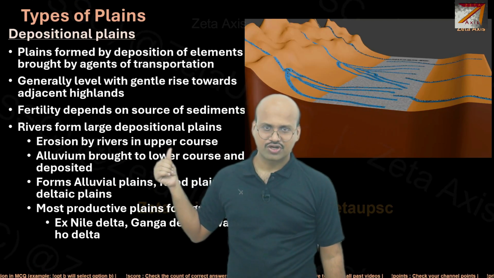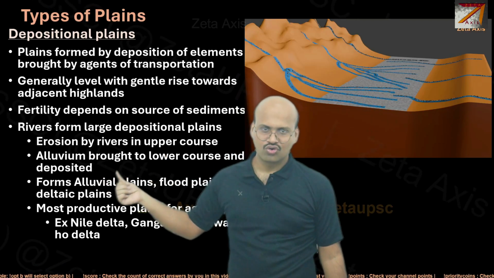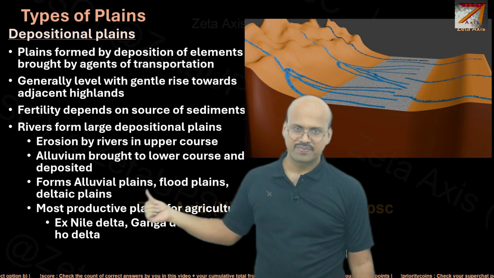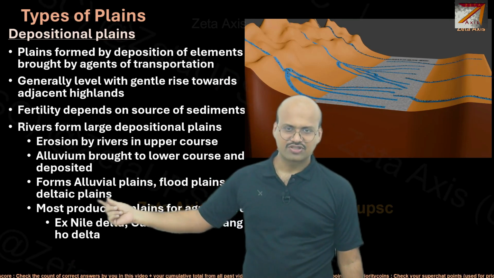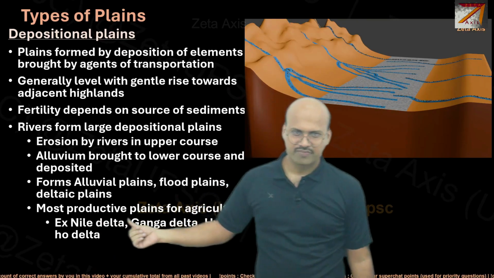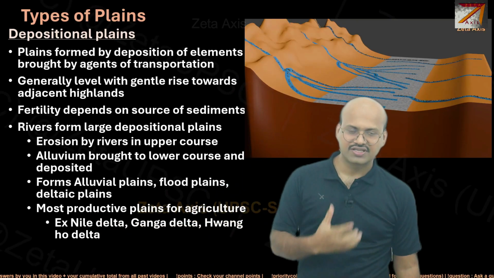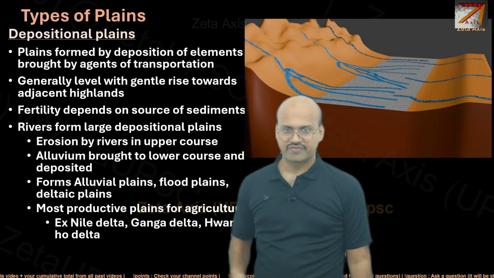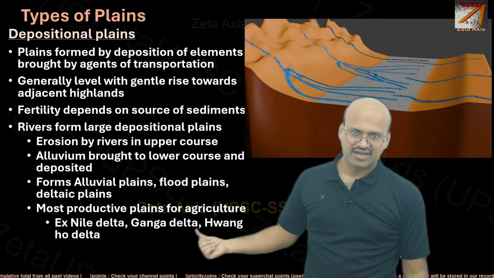Erosion by rivers in upper course, alluvium brought to lower course and deposited, forms alluvial plains, flood plains, deltaic plains. So these are the examples. Most productive plains for agriculture. Some of these depositional plains are the most productive plains like Nile Delta, Ganga Delta and Hwangho Delta.